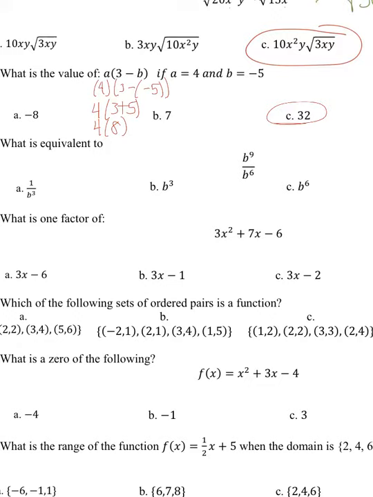Down below here on the next one, we've got an exponent question. In division, our job is to subtract the exponents, so we're looking at that 9 and 6. This is b to the third, match with letter choice B.